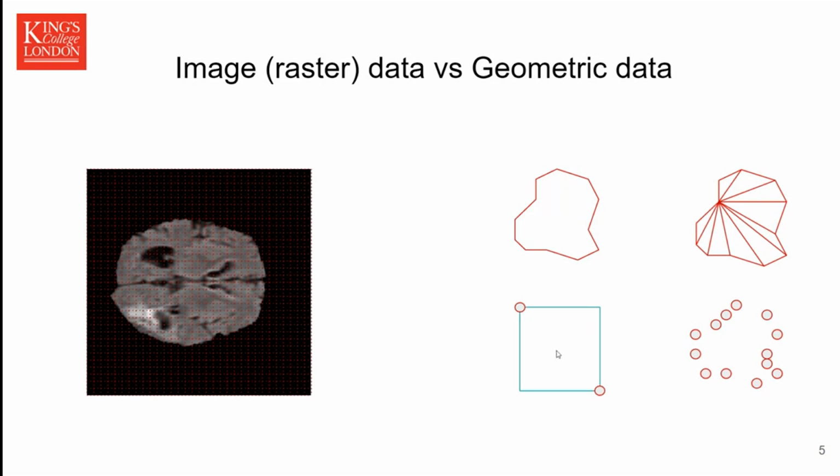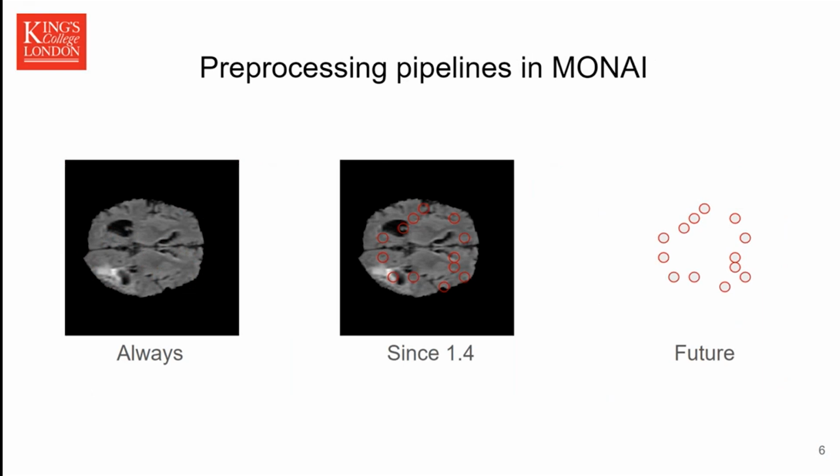Then we have a region of interest where we really only need 2 points, one to specify the top left and one to specify the bottom right. And over here, we have the idea of a point cloud where you don't actually connect the points together. They are just a set of points that exist in space. So from a standpoint of what has been supported in terms of data in MONAI, we've always supported raster data in pre-processing. For 1.4, we're now introducing the idea that you could have geometry that is relative to raster data or image data. And in the future, we intend to support pure geometry data pipelines.